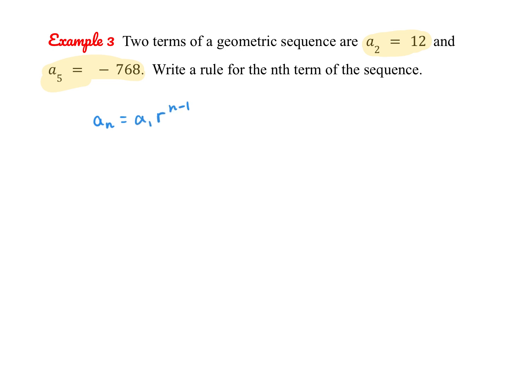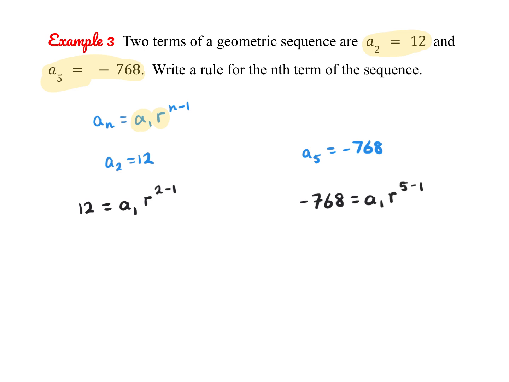Okay, for this system, I'm going to temporarily substitute the 2 pieces of information to give me 2 equations, because again, we need to find a sub 1 and r. So if you need to find 2 things, we need 2 equations to do so. So I'm going to temporarily substitute. So I have 12 equals a sub 1 times r to the power of 2 minus 1. And here I have negative 768 equals a sub 1 times r to the power of 5 minus 1.